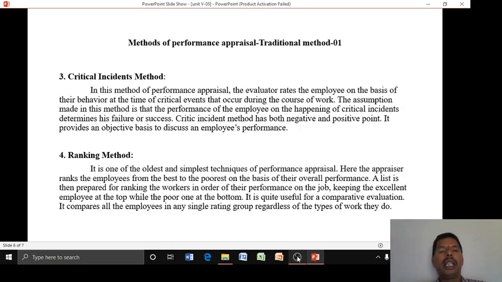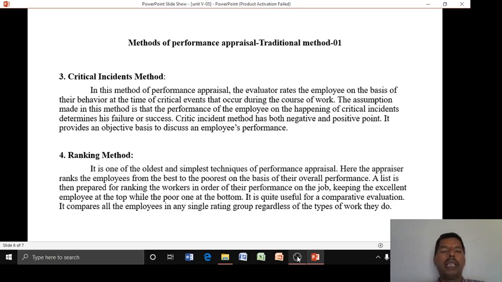Next, critical incident method. In this method of performance appraisal, the evaluator rates the employee on the basis of their behavior at the time of critical events that occur during the course of work. Some such critical conditions or events may happen during the working hour, and then the behavioral aspects of the employee will be measured, and it helps to get some insight on his performance.